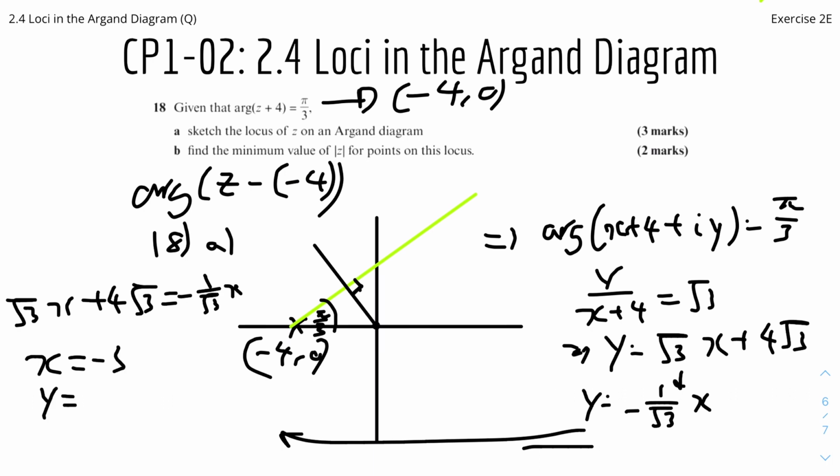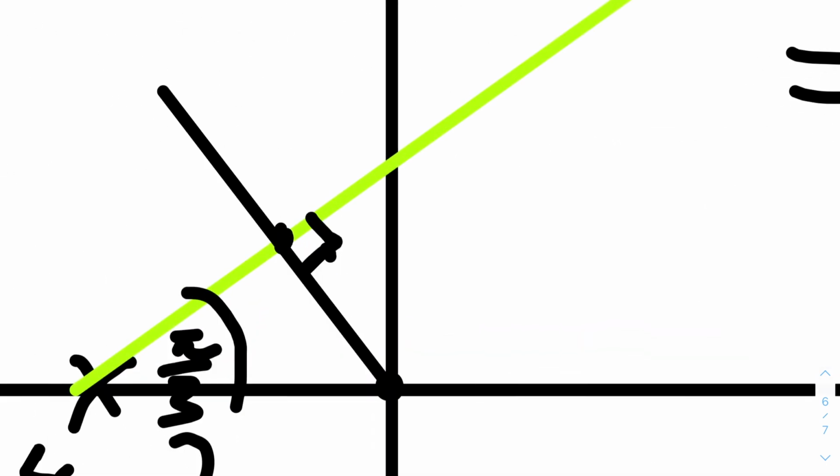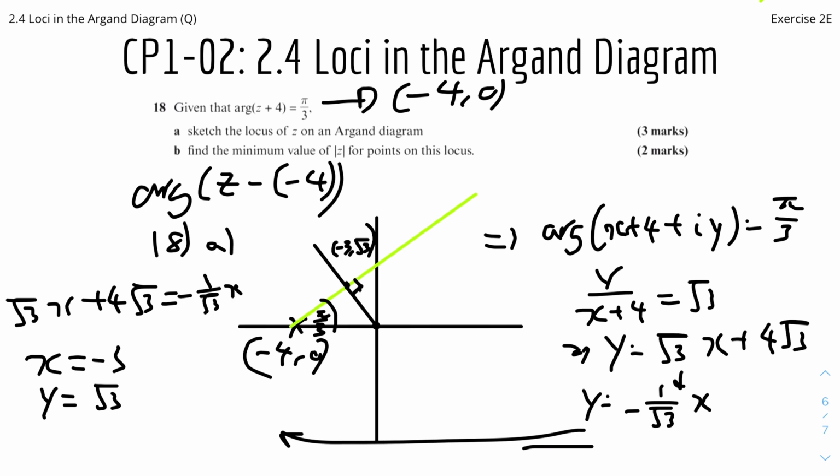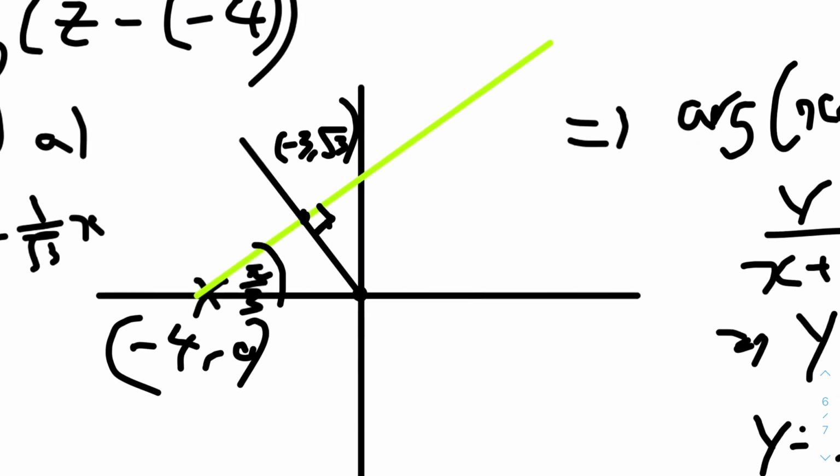And you can find the y value by doing minus 1 over root 3 times root 3. And this gets us root 3. That means you know that this intersection point right here is equal to minus 3 and root 3, right? So we're not done yet. We have to find the minimum value of the modulus of z. That means we have to find this distance.